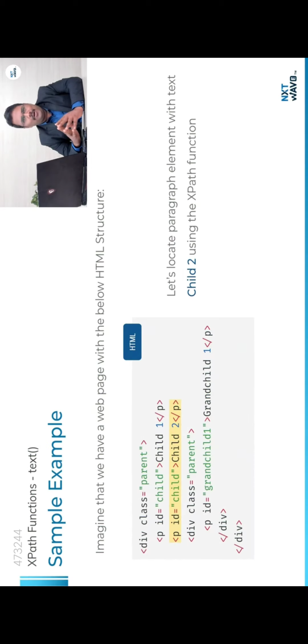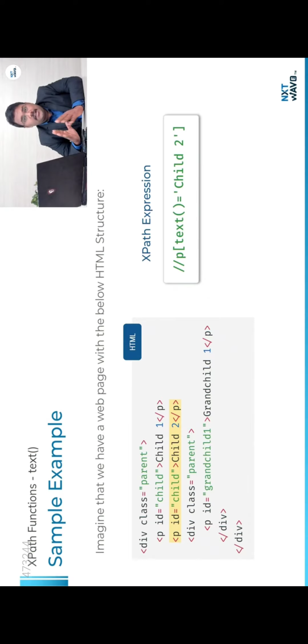Okay, let's take an example to understand this better. Let's say we have a web page with the HTML structure as shown. So we have a div element, a parent element as the top level one, and it has two direct child paragraph elements and one nested div element altogether. This nested div element in turn also has one paragraph element. Now let's say we just want to locate the paragraph element where the text is written as child2, and let's say we want to use the XPath functions for it. So the XPath function expression would be something like this, //p, because the paragraph element where the text function should match the child2 value.